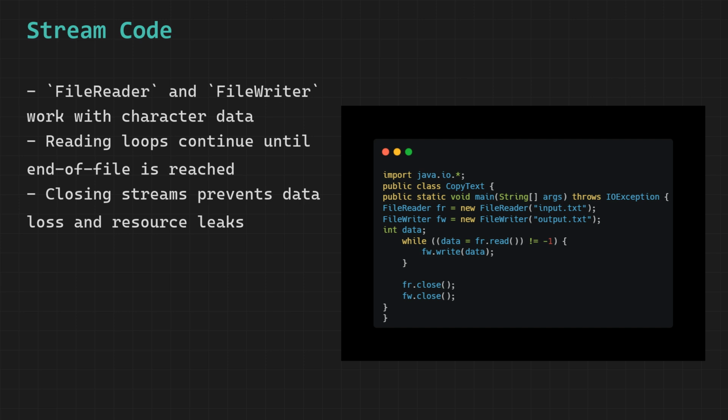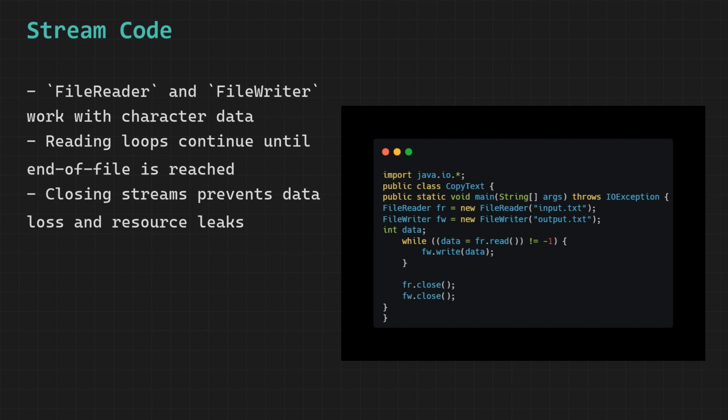We declare an integer variable called data to hold the value returned by each read call. Then we enter a while loop. On each iteration we call fr.read, which reads one character at a time from the input file and returns it as an integer value. The reason it returns an integer and not a character is so that it can return the special value -1 when it reaches the end of the file. -1 cannot be confused with any valid character value, so it serves as a clear signal that there is no more data to read.